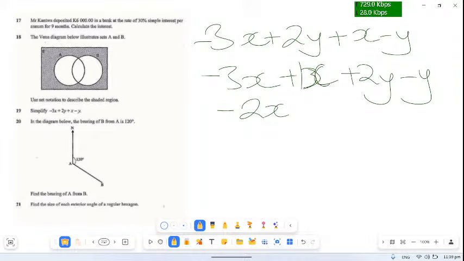Then 2y minus y will give us plus y, positive y. So that is the answer. That's how you simplify that one. Okay, unless you have got questions. If there are no questions, basically that's how you simplify that one.